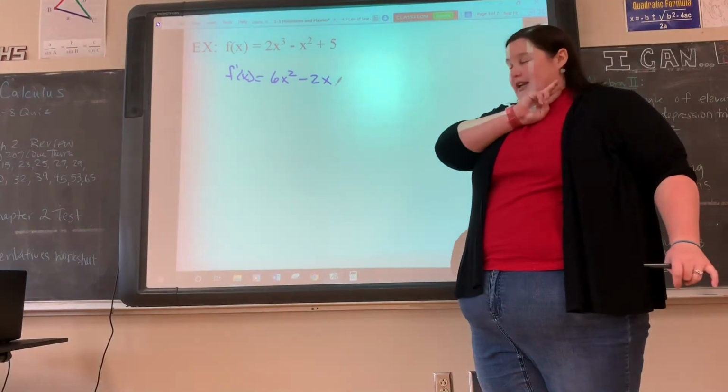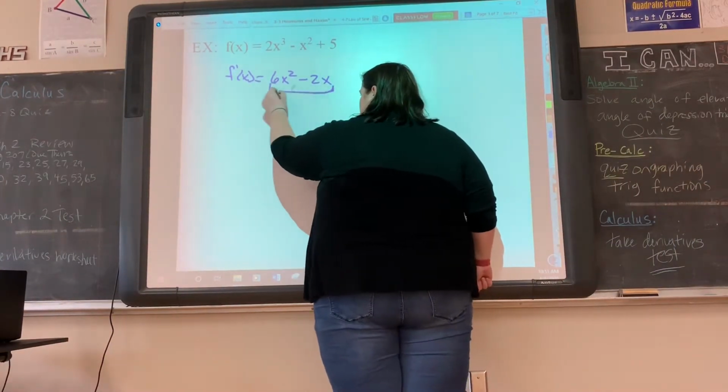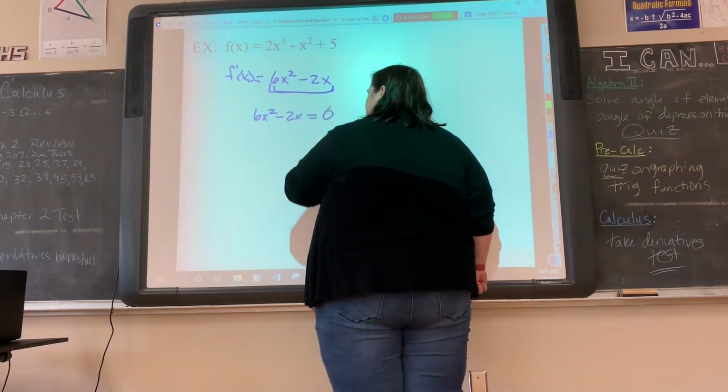Second step, we need to set the derivative equal to 0. So we're going to take this part and make a little equation for ourselves. Set it equal to 0.